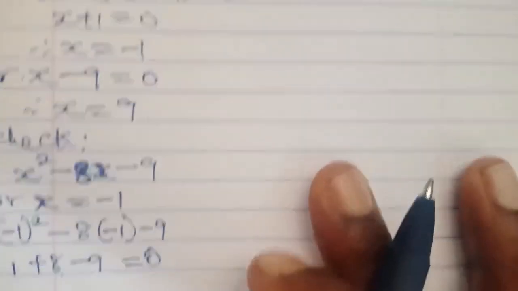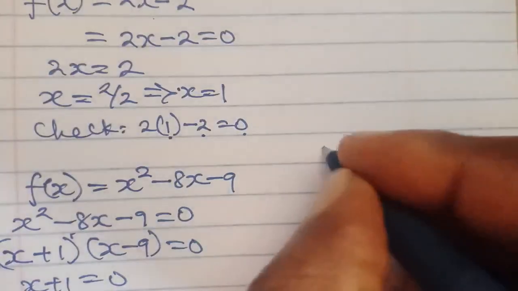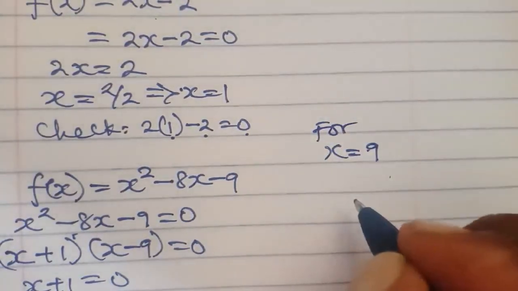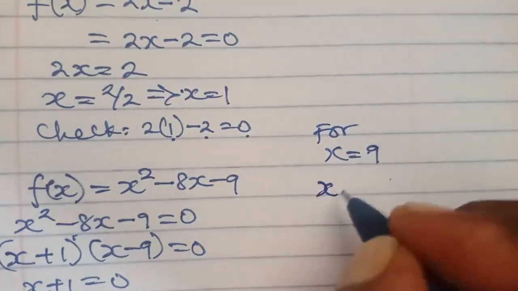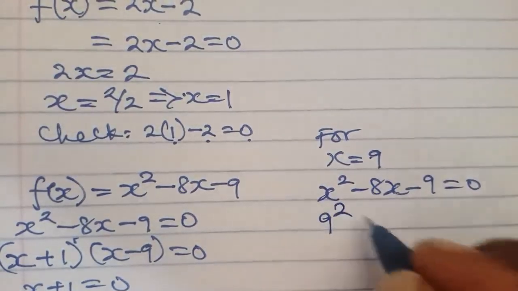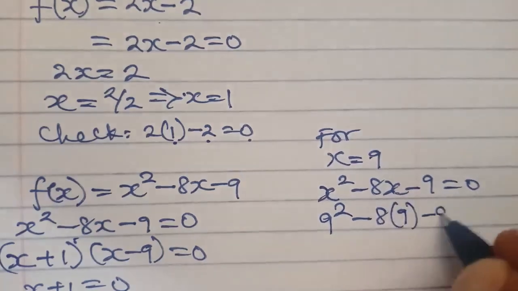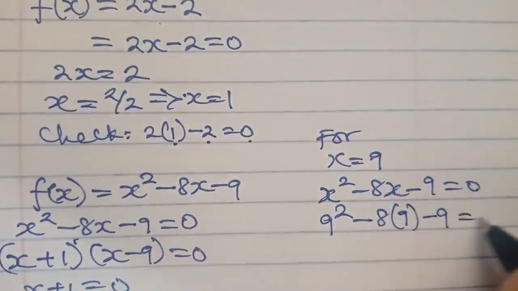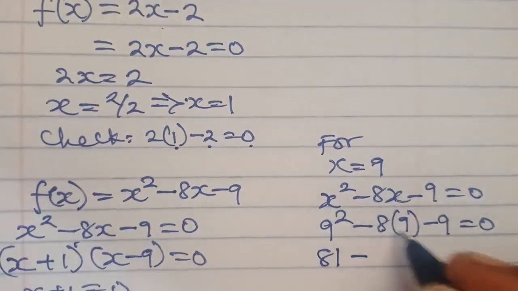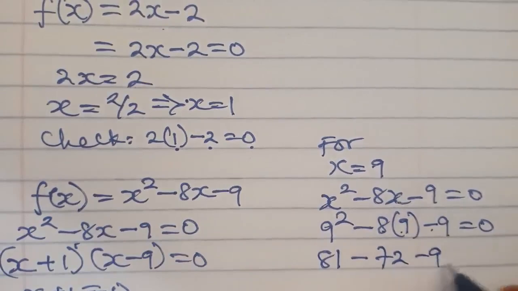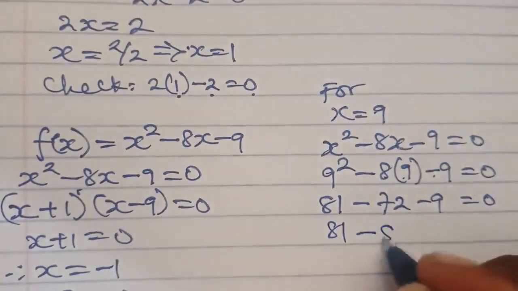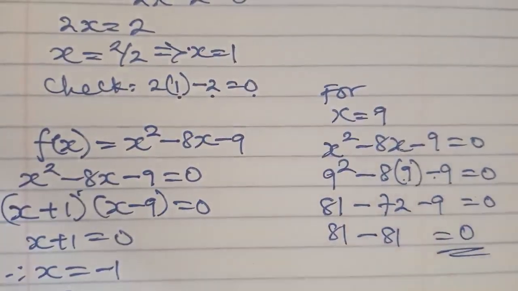The next check we can look at is when x is 9. For x equal to 9, we rewrite the expression x squared minus 8x minus 9, so 9 squared minus 8 times 9 minus 9. We want to check whether it will be equal to 0. Here is 81 minus 72 minus 9. Here 81, and here is also 81. So it is actually equal to 0.